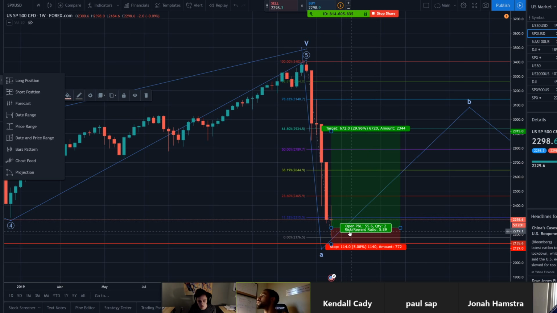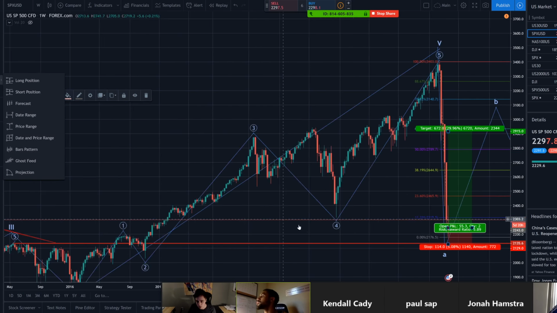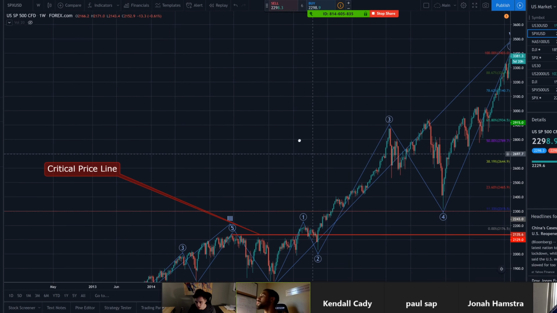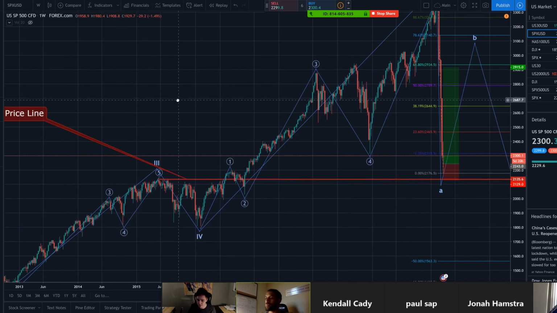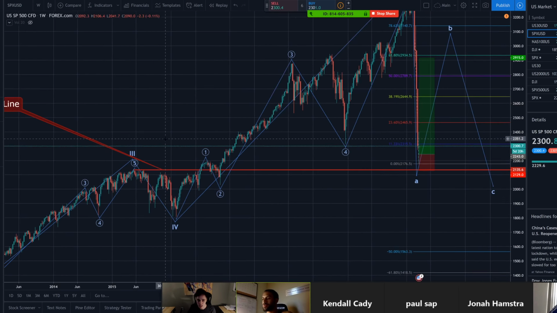Essentially, I'll show you why this red line is important. This is a very critical price line. I made a YouTube video on that recently, and basically it was determining which of the counts it was going to follow. Ignore the counts for now. I can explain that a little later.